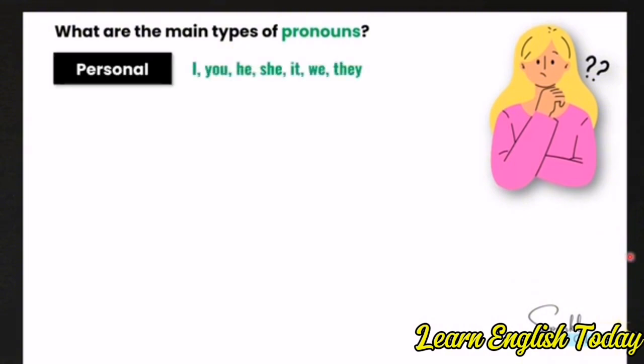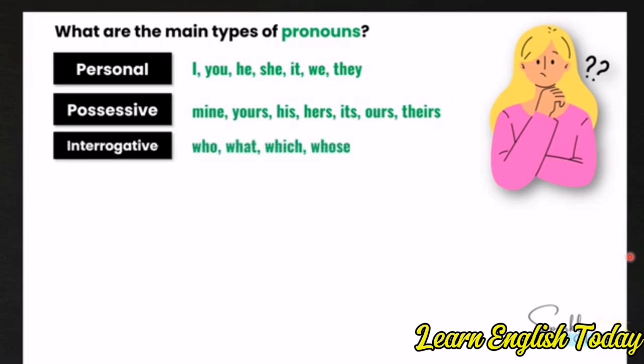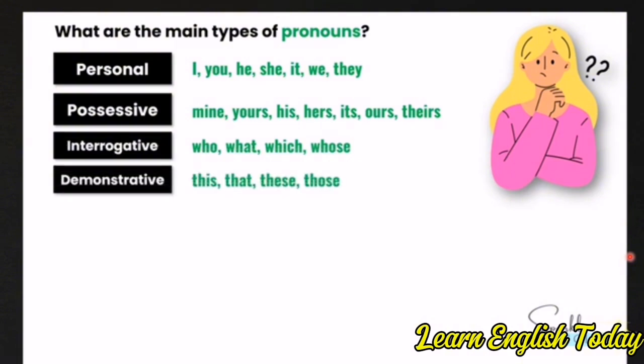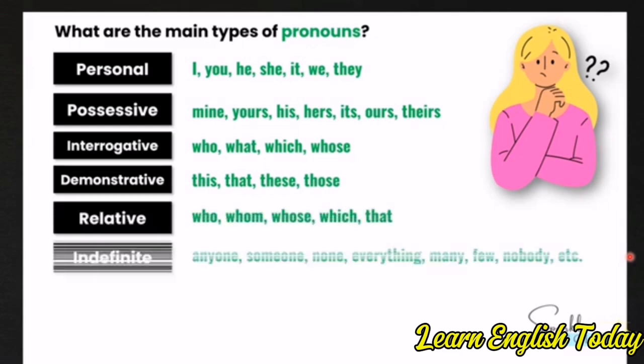First of all, when people think of pronouns, they usually think of personal pronouns: I, you, he, she, it, we, they. We have possessive pronouns: mine, yours, his, hers, its, ours, theirs. We have interrogative pronouns: who, what, which, whose. Demonstrative pronouns: this, that, these, those. Relative pronouns: who, whom, whose, which, that.